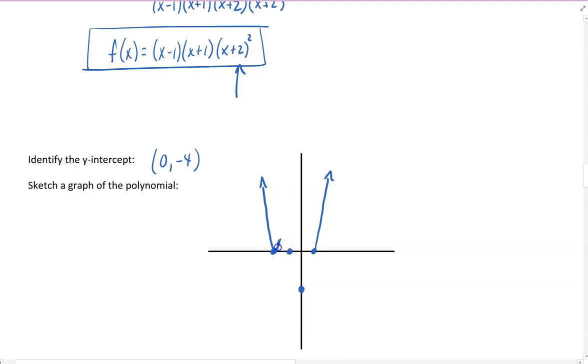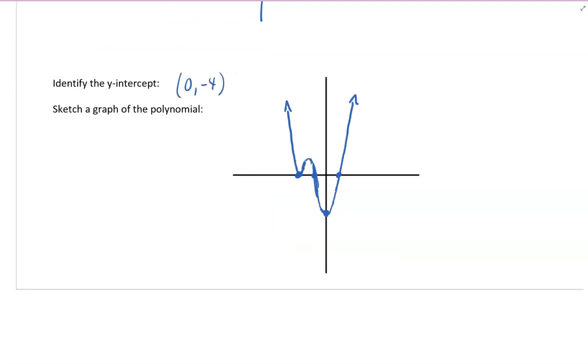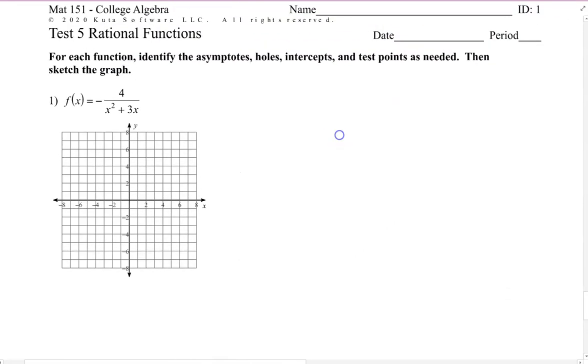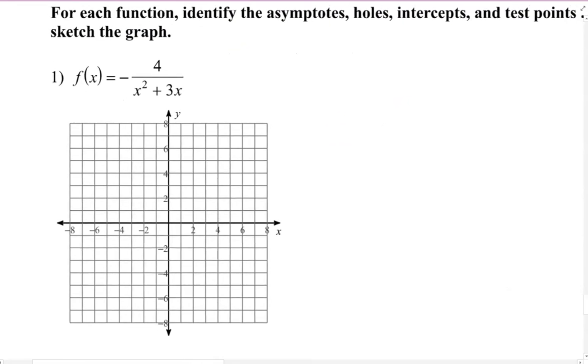turn away. That means that it's going to have to turn back down and go through the x-axis at negative 1. It'll strike the y-axis at negative 4, and it'll turn back up to go through the x-axis at positive 1. And I think that would be a pretty good sketch for this particular function. Now that completes our polynomial portion of the test. Let's move on down to the rational function portion of the test.